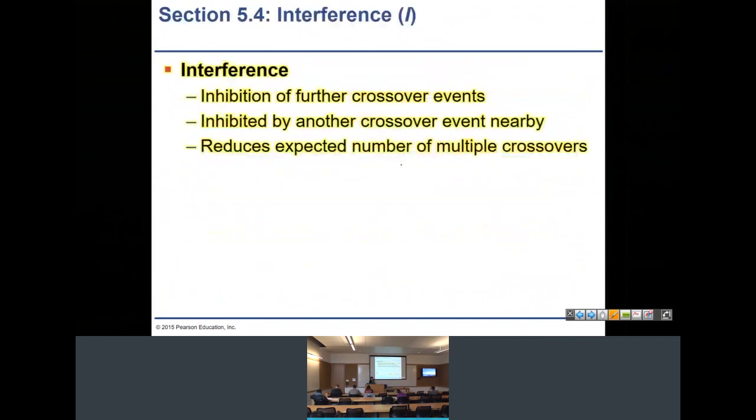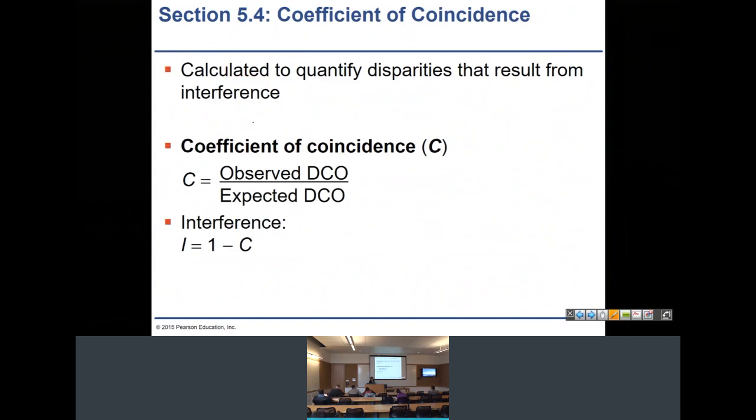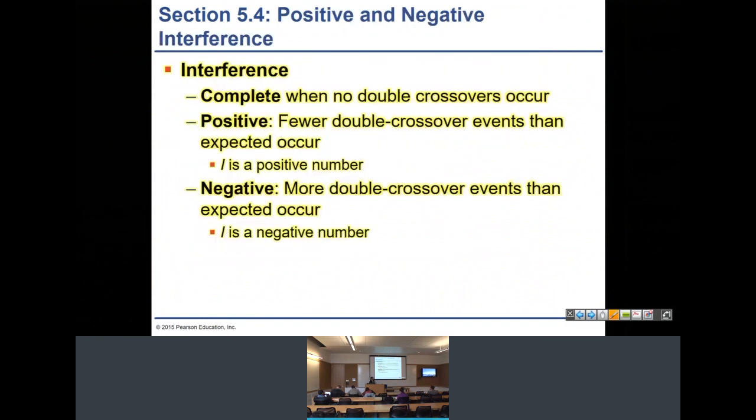I am not expecting you to be able to utilize interference. I just want you to be aware that interference means that further crossover events may not occur. A nearby crossover event could inhibit a crossover event between the genes you're looking at. And then there might be a decreased frequency of double crossover or multiple crossover events. So they actually have a formula: observed double crossovers divided by expected double crossovers, and then take that value and subtract it from 1, and that gives you your interference value. You could have a complete interference when no double crossovers occur.